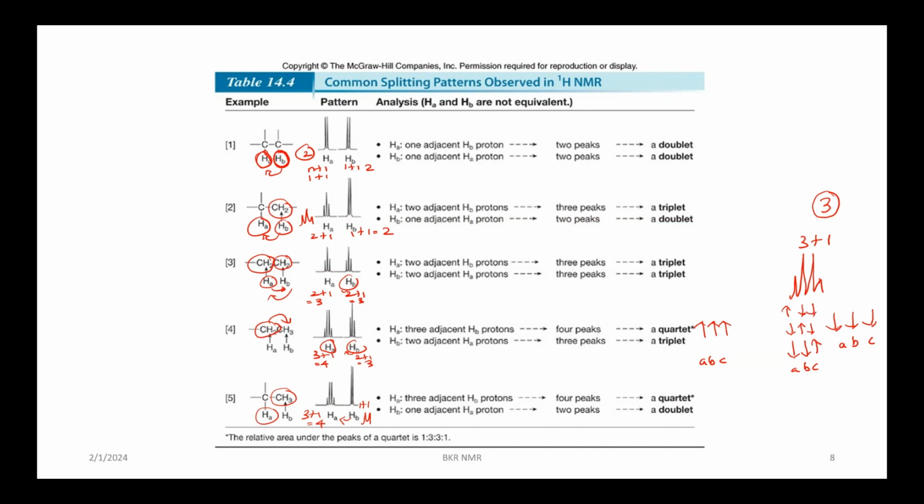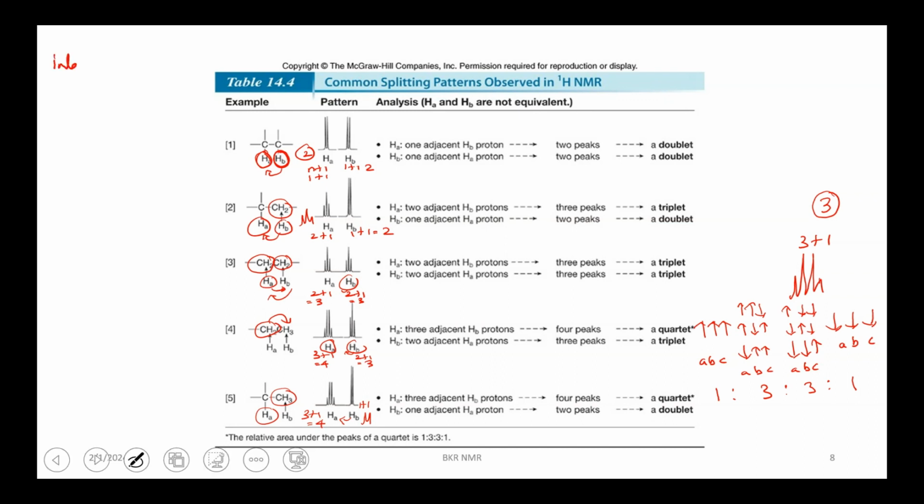Similarly, A can oppose, and B and C can align. So again I can have three such situations. So the intensity ratio is 1 is to 3 is to 3 is to 1. Likewise, I can go on with the next number of neighboring protons, but doing this will take a lot of time.